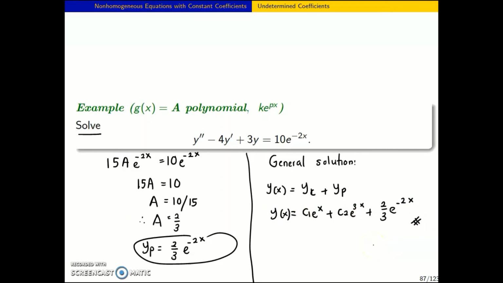Now things can go further. If gx is sine, how do you solve it? If gx is a product or sum of two terms, how do you do it?